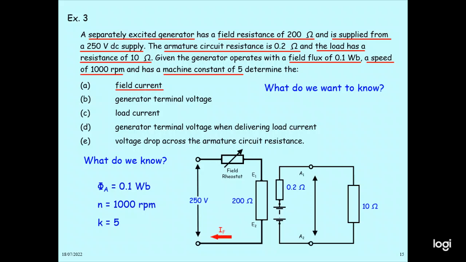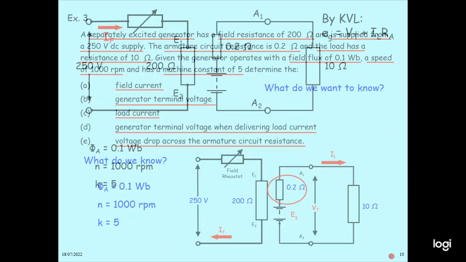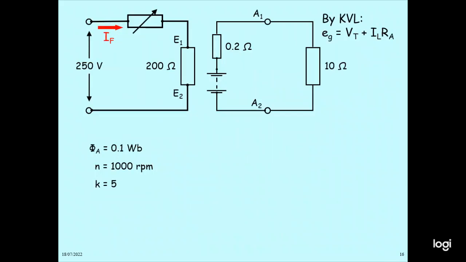Those we have to calculate. So when we draw the equivalent circuit diagram, 250 volt, 200 ohm. This is the armature circuit, 0.2 ohm, and the load is 10 ohm. So we write the equation EG equal to V plus IL into RA. In this case, the IF we have to calculate. Field current is 250 volt divided by 200 ohm, you get 1.25 ampere. E is equal to K phi N, so 5 multiplied by 0.1 multiplied by 1000, you get 500 volt.